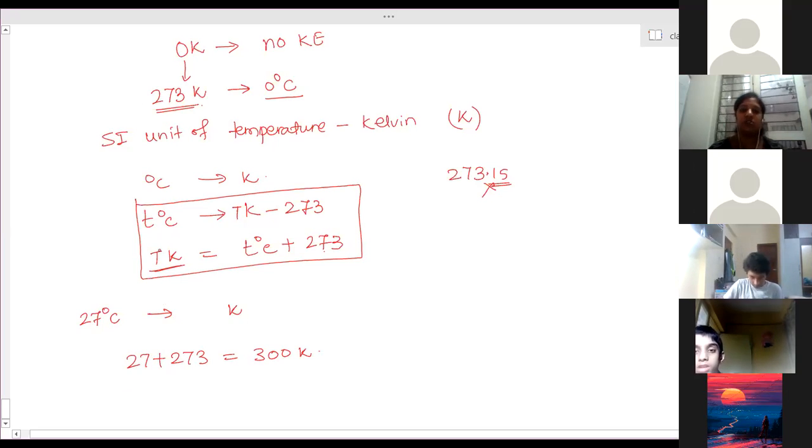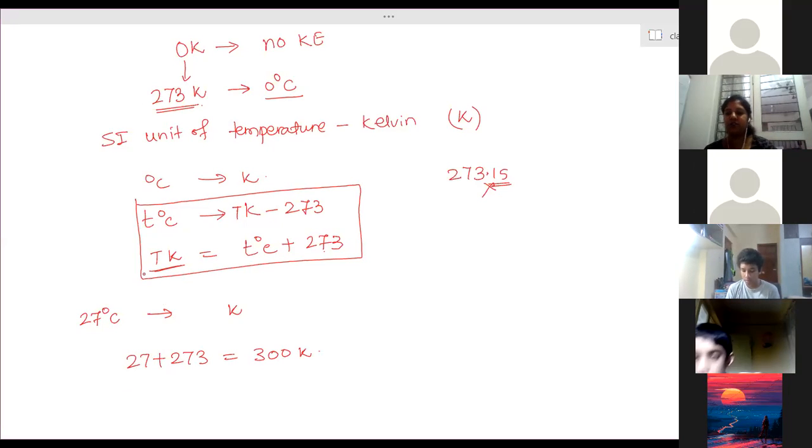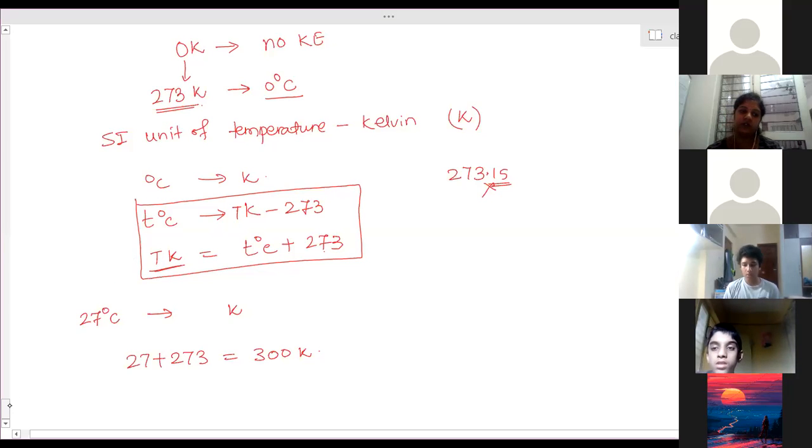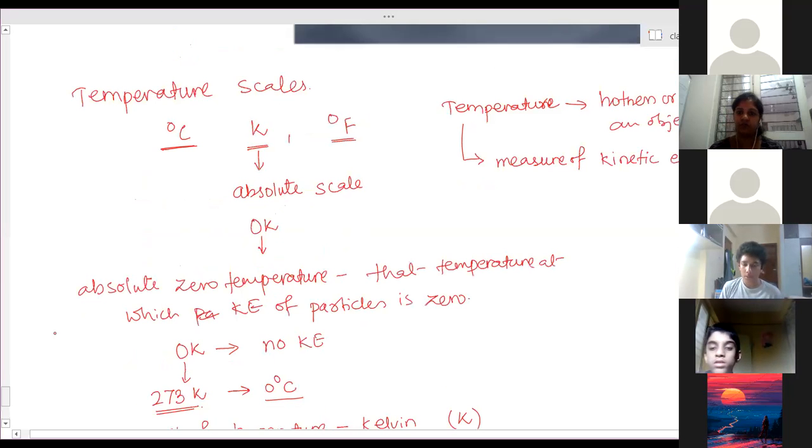So you have one more question for these conversions. Degree Celsius and Kelvin conversions: values will be given in degrees Celsius, you have to convert into Kelvin. And if Kelvin is given, you have to convert into degrees Celsius. Clear? So write down, we'll do some questions.